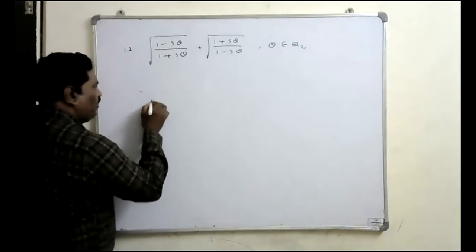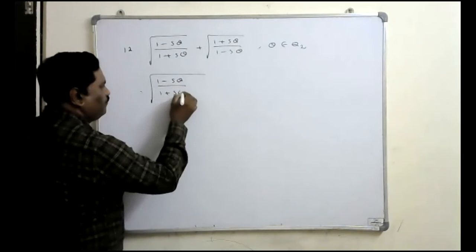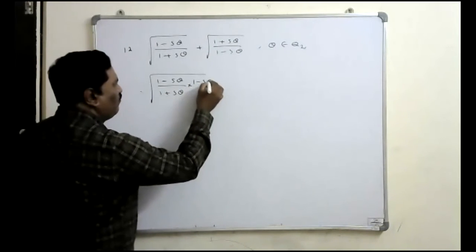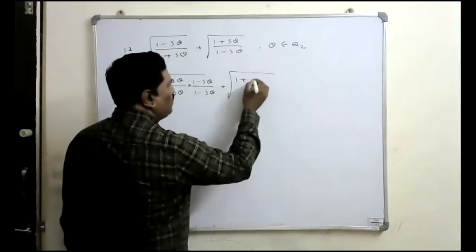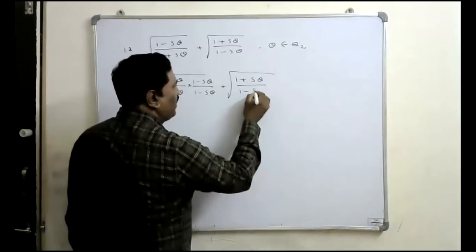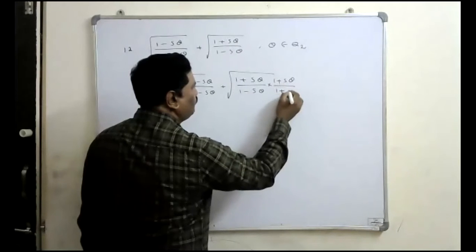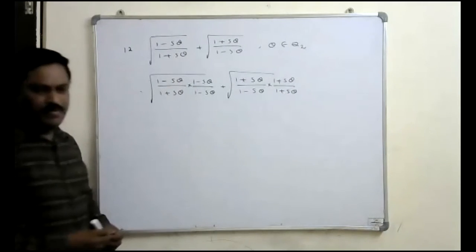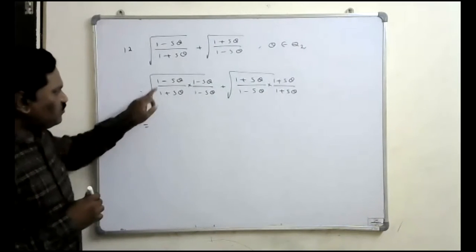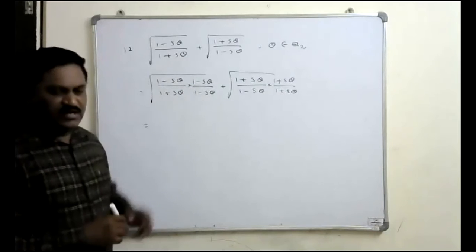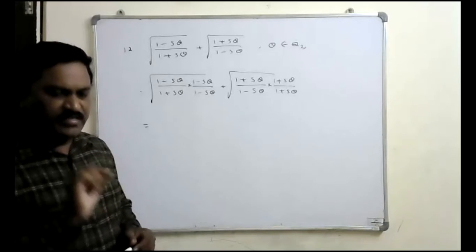Here within the square root, multiply and divide by the numerator term. That is, multiply and divide by 1 minus sine theta, plus here root over 1 plus sine theta upon 1 minus sine theta, here also multiply and divide by 1 plus sine theta. So if we do so, the numerator is 1 minus sine theta into 1 minus sine theta, that is, you can write under root 1 minus sine theta whole square.